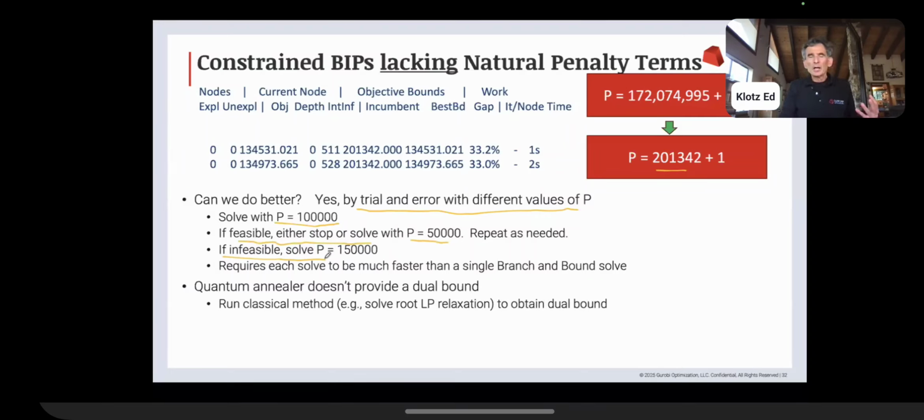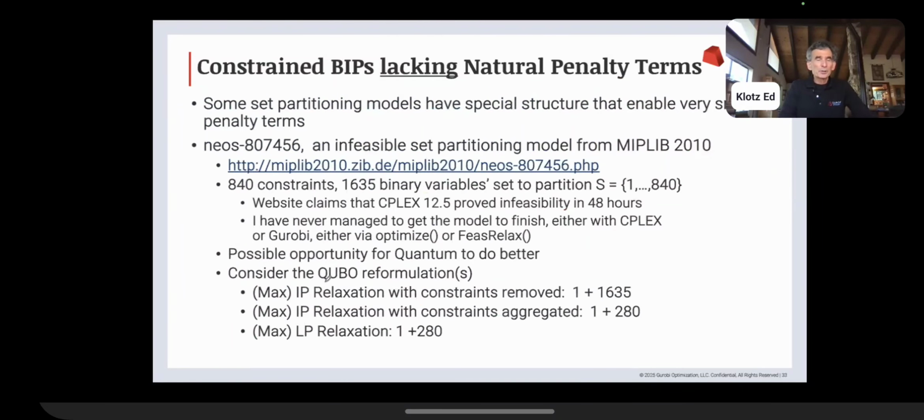Each one, we can do this multiple times, provided that the annealer lives up to its proposed potential of being much faster than a single branch and bound solve. Otherwise, it's not going to help that much. Now, it's important to remember that the quantum annealer doesn't provide any notion of a dual bound that we use to assess how close we are to optimality. So you may need to run a classical method instead.